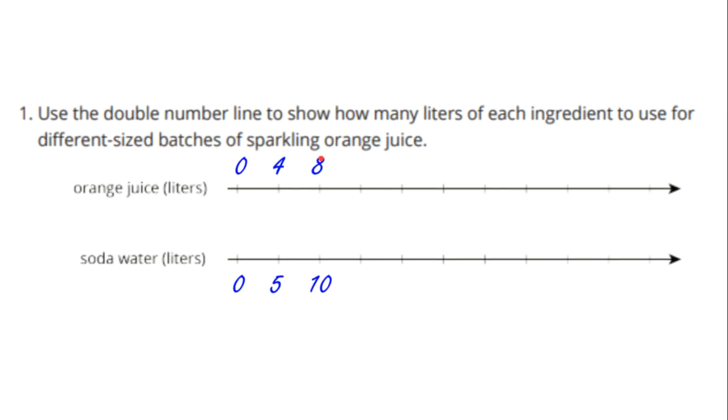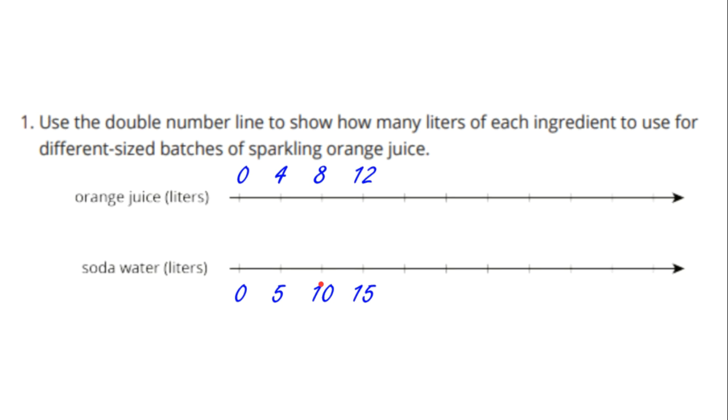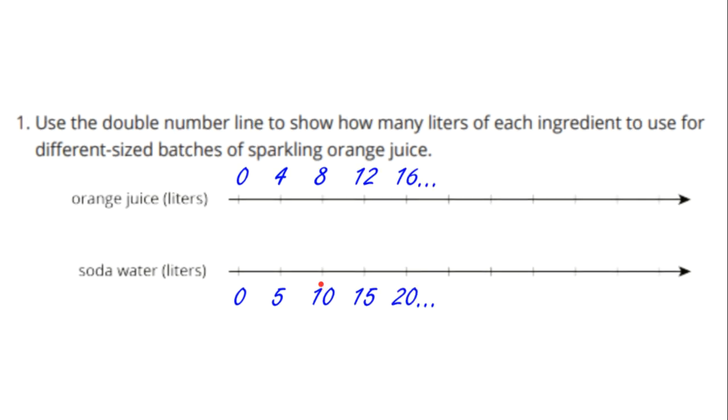My second batch, I'm just doubling it, so times 2. 3 batches, 4 batches, and so on. And it would go on. We could keep going, but I'm going to stop at 4 batches here.